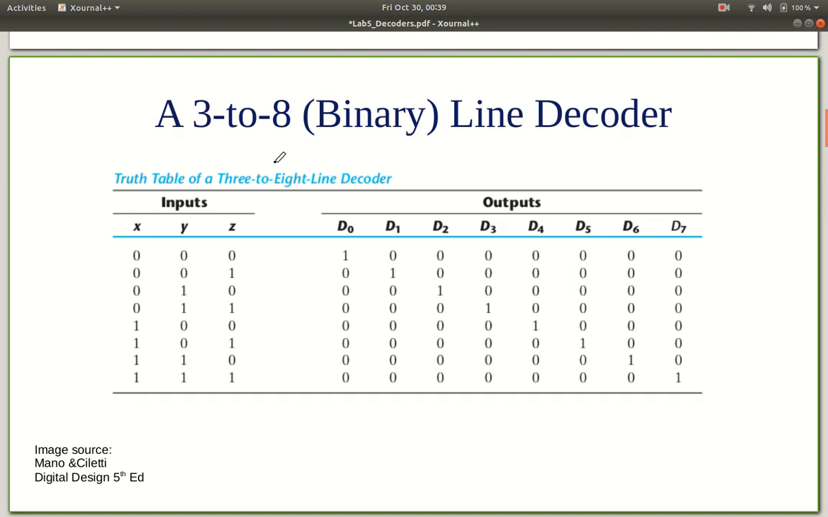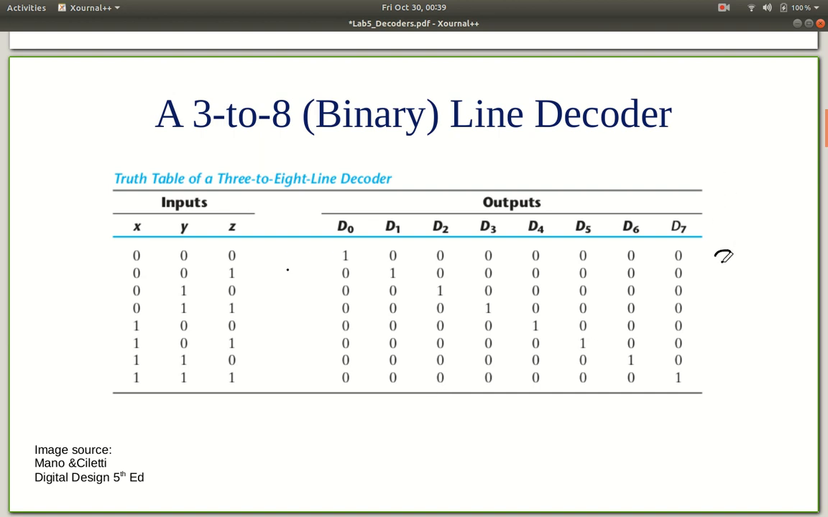Let's take a 3 to 8 binary line decoder as an example. Such a decoder has 3-bit input. Let's say these inputs are called X, Y and Z, and it has 8 outputs, each output corresponding to a particular input combination. So when X, Y, Z are all zeros, then D0 is asserted and all others are 0. When X, Y, Z is 0, 0, 1, then only D1 is asserted and all the others are 0, and so on.